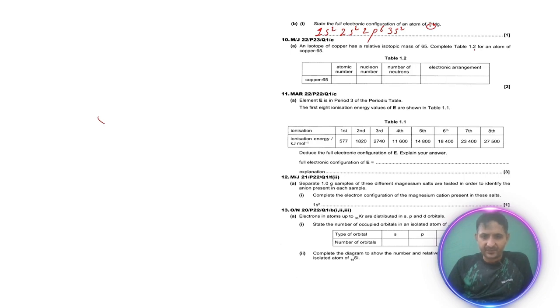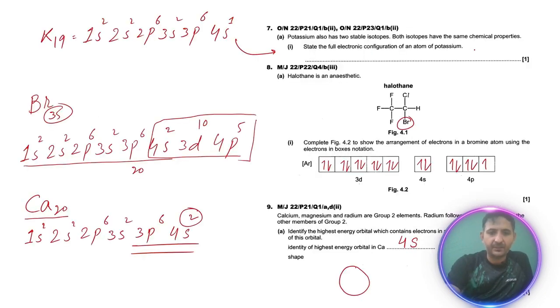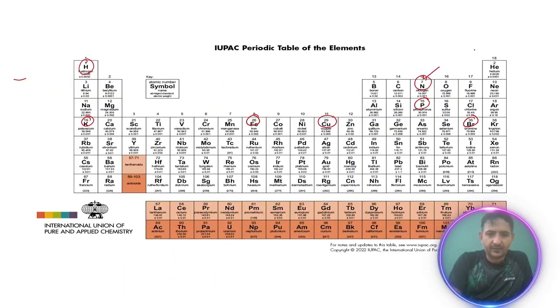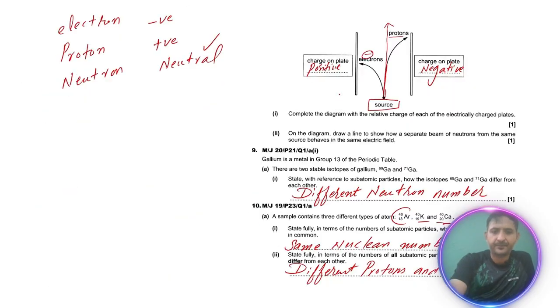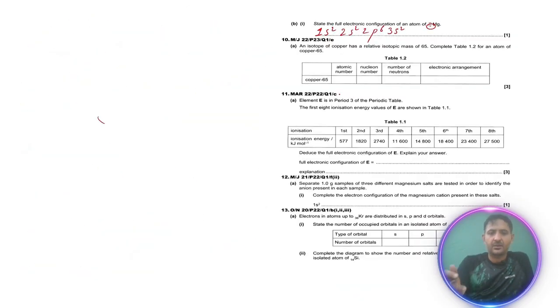Okay, so copper has atomic number... so we will check the atomic number from the periodic table. And here we have copper. It is copper 29. Okay, you can check this, 29. The atomic number of copper is 29, and the nucleon number here you can see is 65, already mentioned.